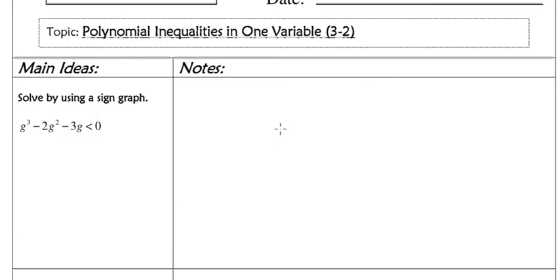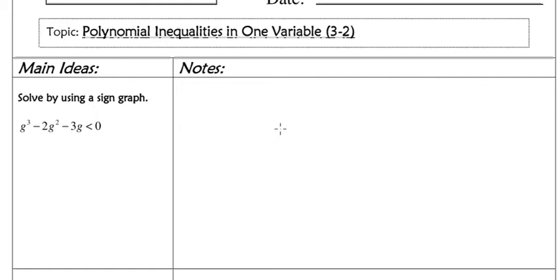All right, here we go. So polynomial inequalities in one variable, and here's how we're going to do these. Looking at this, it says g cubed minus 2g squared minus 3g is less than 0. And maybe as you're looking at it, you're thinking, I have no idea how to figure out where this is going to be less than 0.